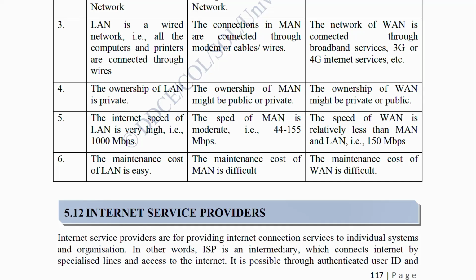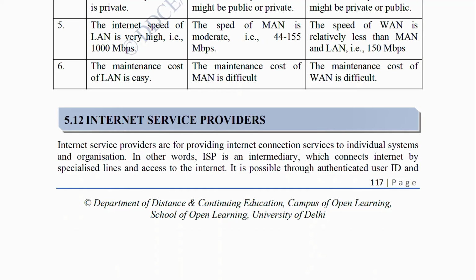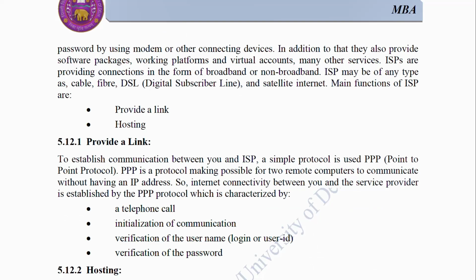The maintenance cost of WAN is difficult. 5.12. Internet service providers. Internet service providers are for providing internet connection services to individual systems and organizations. In other words, ISP is an intermediary which connects to the internet by specialized lines and access to the internet. It is possible through an authenticated user ID and password by using a modem or other connecting devices. In addition to that, they also provide software packages, working platforms, virtual accounts, and many other services.